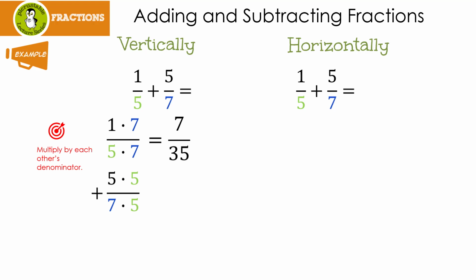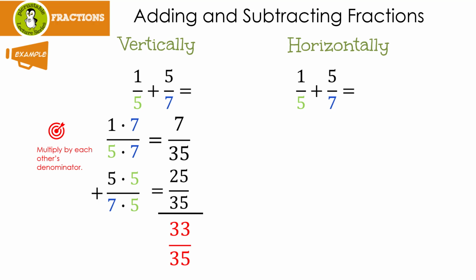Now I'm going to take 5/7 times the other denominator, which is 5. This time I have 5 times 5, which is 25, and 7 times 5, which is 35. And again, we have the same denominator. We're going to add the tops, or the numerators, together, and we end up with 33/35.